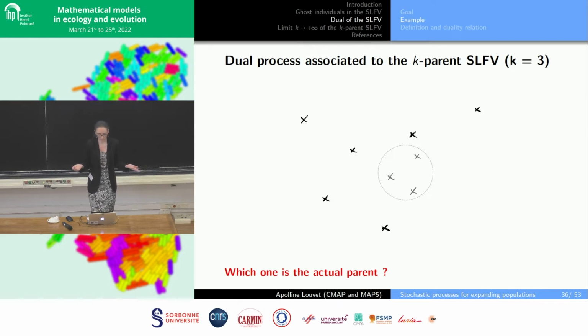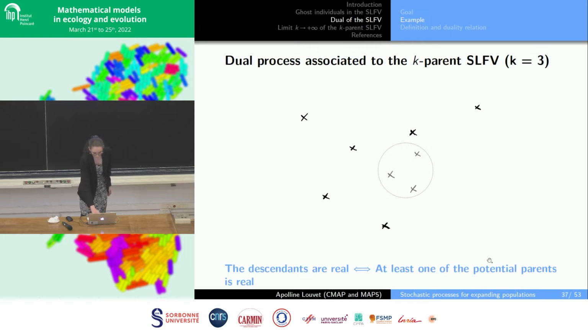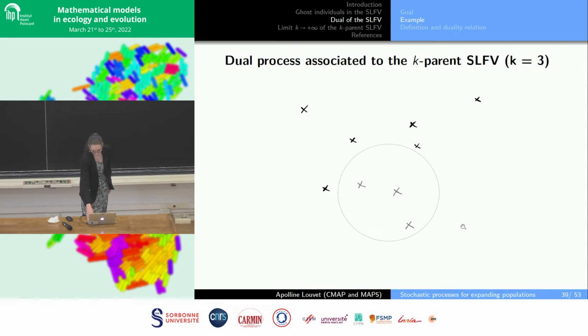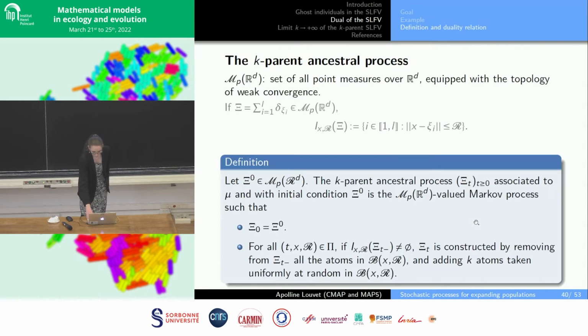So we don't have it. However, actually, we don't care, because we don't need to know which one is the actual parent. We just need to know if at least one of them is real. That's totally equivalent to the descendants being real. So we add the 3 of them to our sample, and we continue going backwards in time. So these 3 individuals have the same parent, which is one of these 3 potential parents, etc., etc.